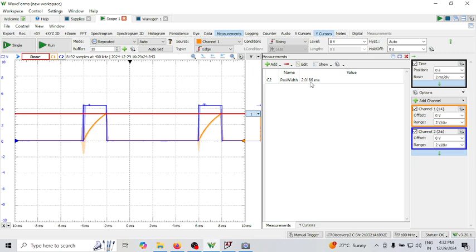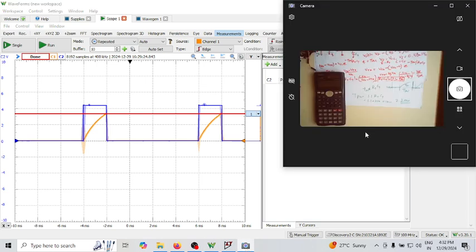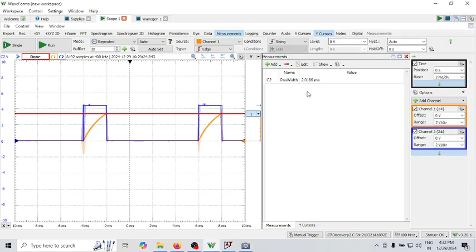I'm getting it as 2.018 millisecond. That's fine. This is what I actually got, versus 1.1 RTCT, which is 2.2 millisecond. So I'm getting very close to it. This is how we can conduct this experiment.